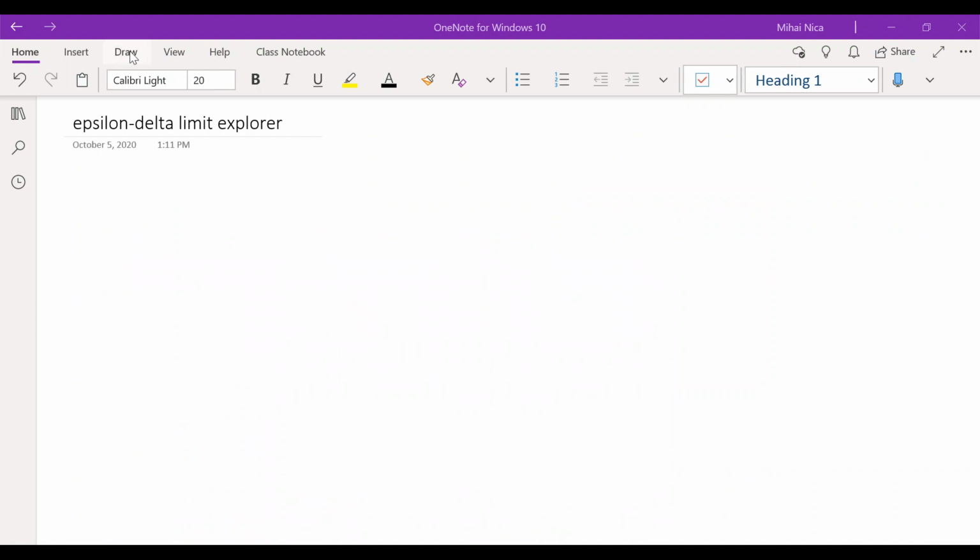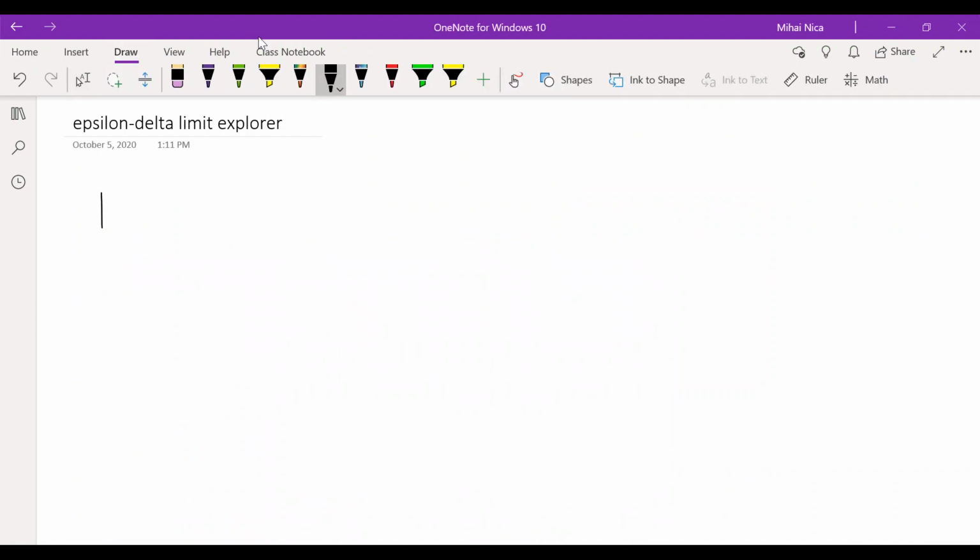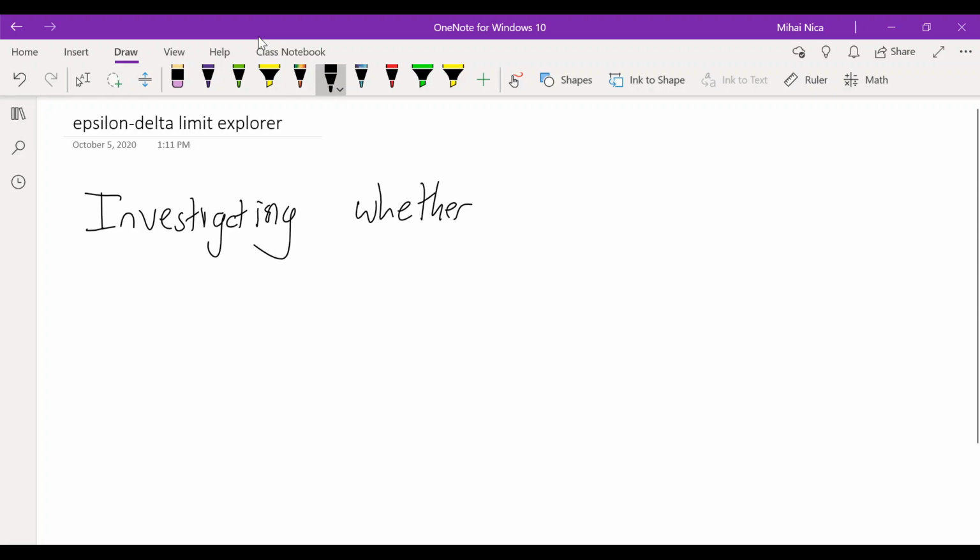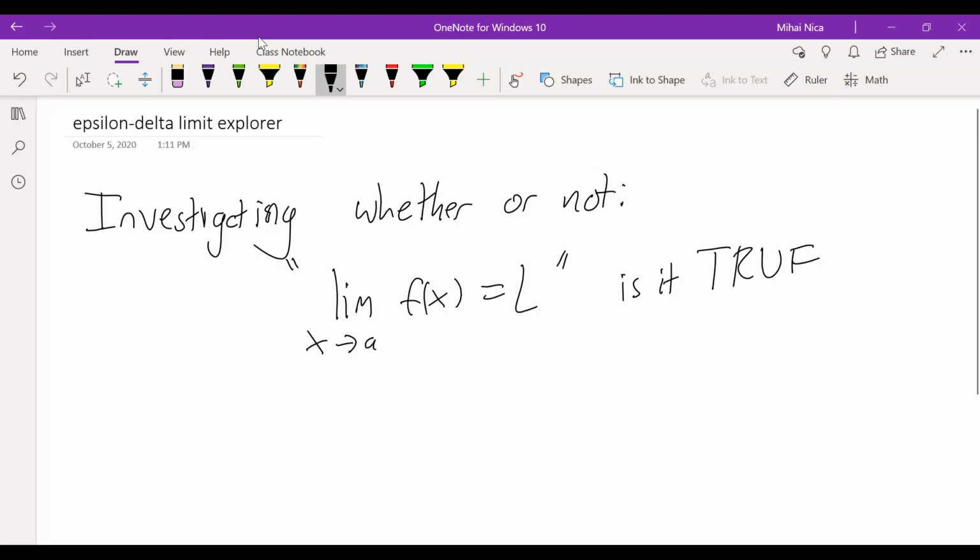So what we really want to do with this epsilon-delta limit explorer is investigate whether or not the limit as x goes to a of f of x equals L. So that's a statement. We're investigating, is it true or false? So this is a statement. It can be true or false. And the Desmos application is supposed to help us figure out if it's true or false. And what does it mean for it to be true?